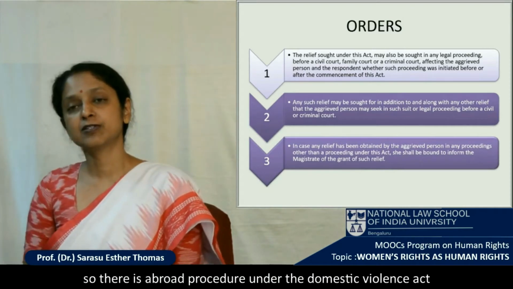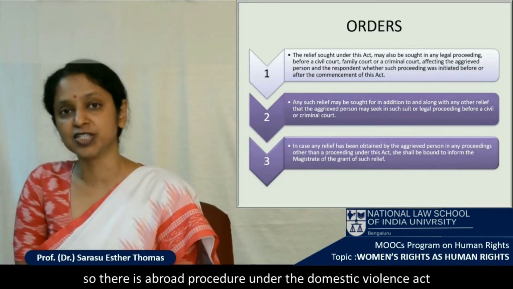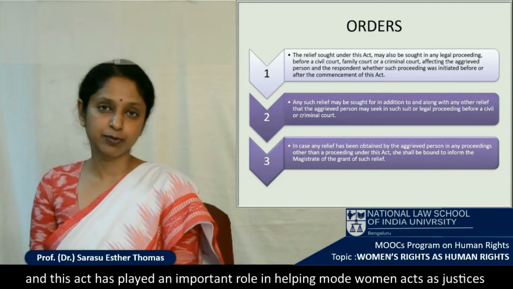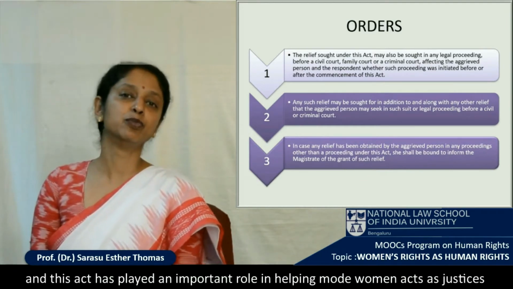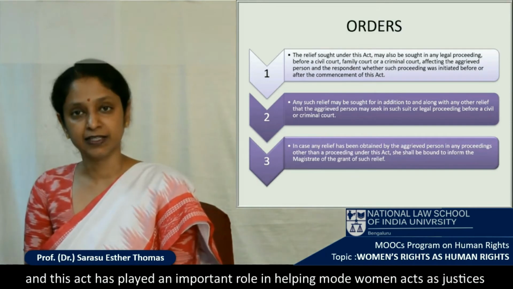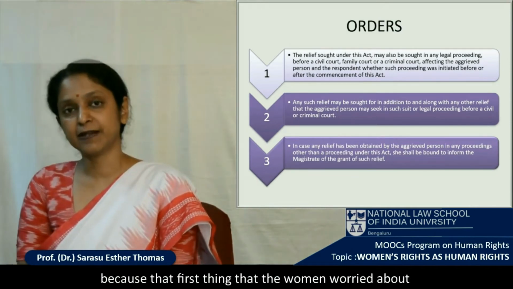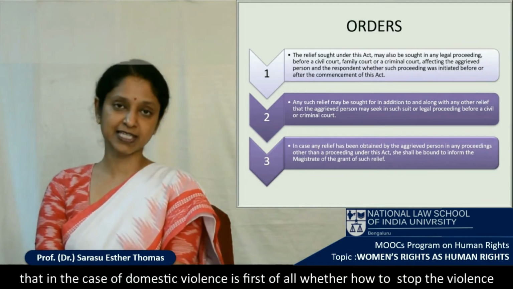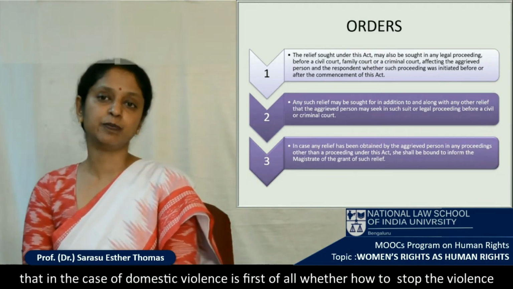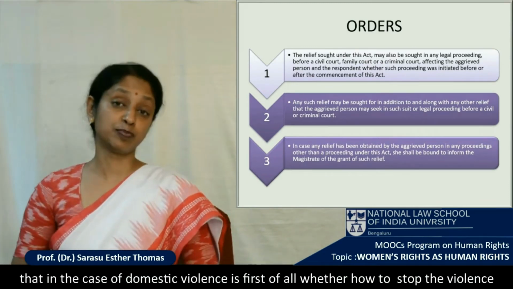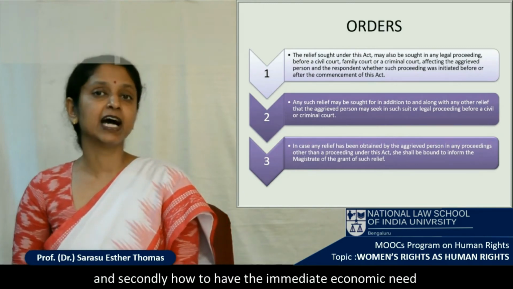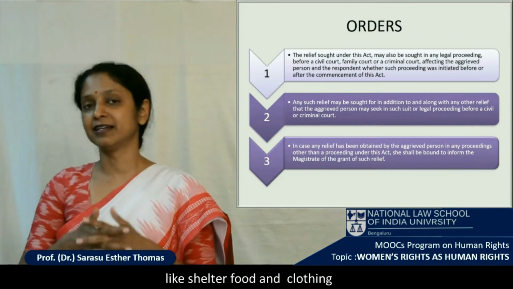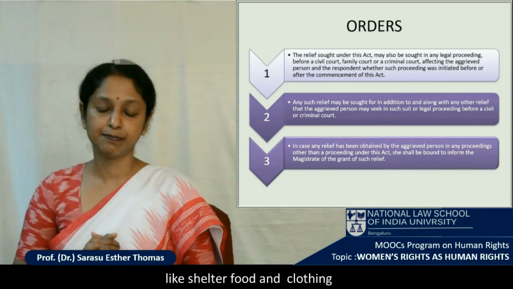So there is a broad procedure under the Domestic Violence Act, and this act has played an important role in helping more women access justice. Because the first thing that most women are worried about in the case of domestic violence is, first of all, how to stop the violence, and secondly, how to have their immediate economic needs like a shelter, food and clothing met.